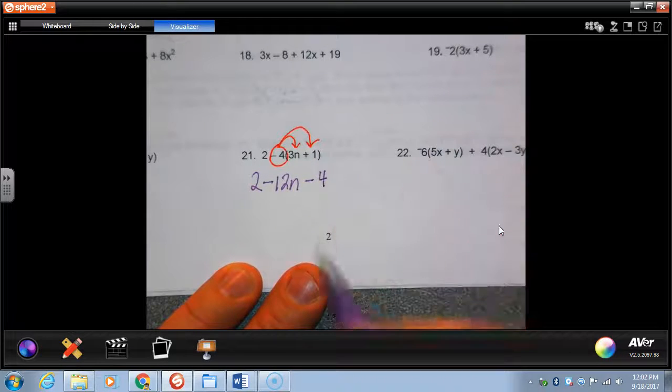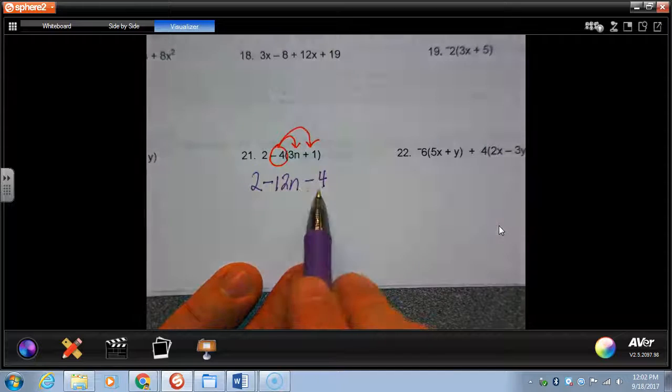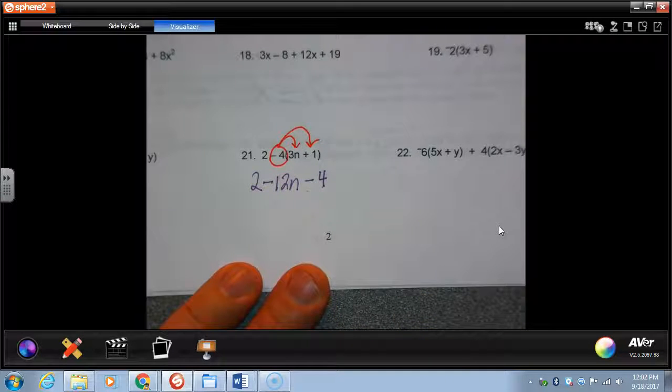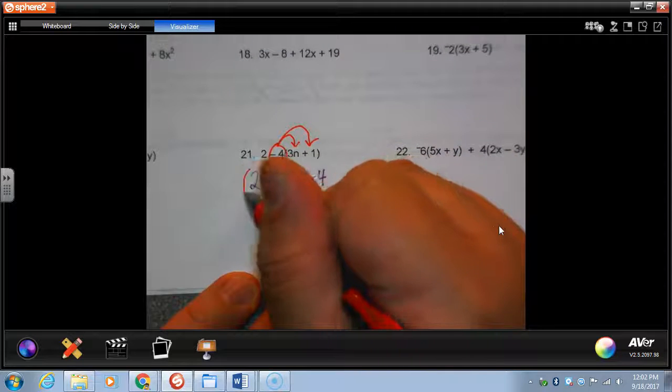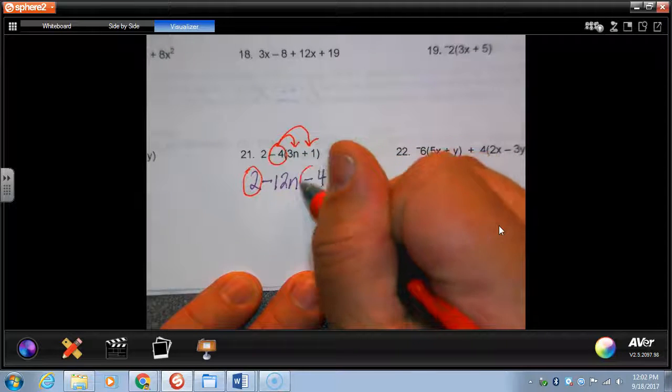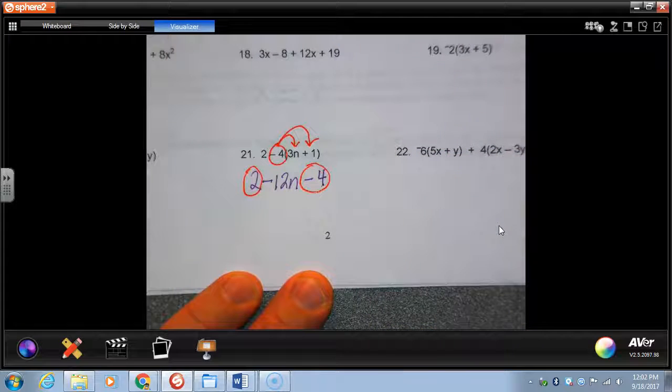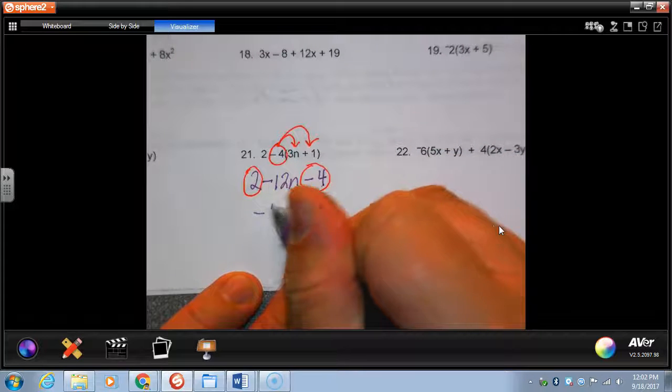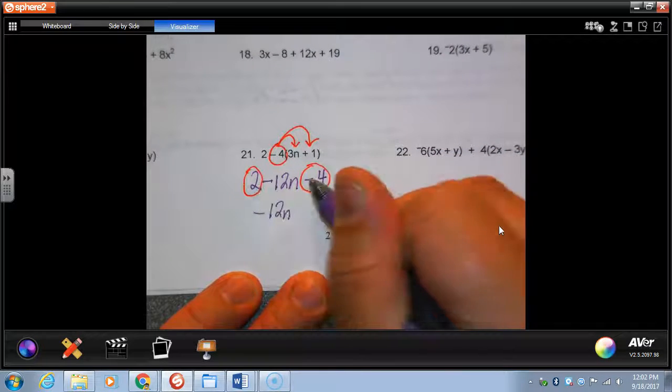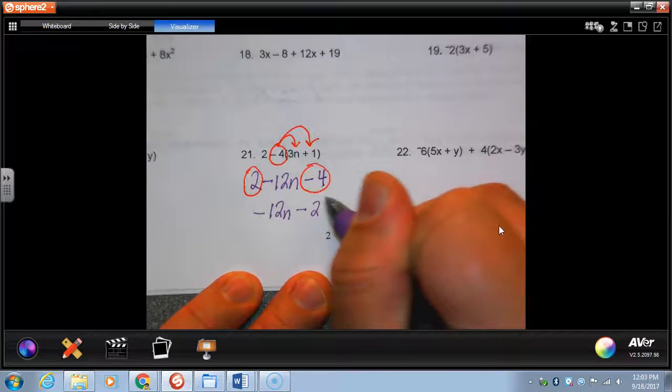Don't put a plus 1 there. Don't put a plus 4. Don't put a minus 3 or a plus 5. You are multiplying those two numbers. Combine your like terms. The only like terms I have are my constants. 2 minus 4 is minus 2.